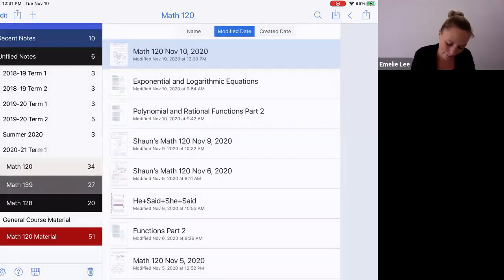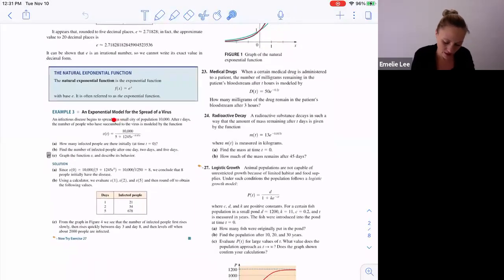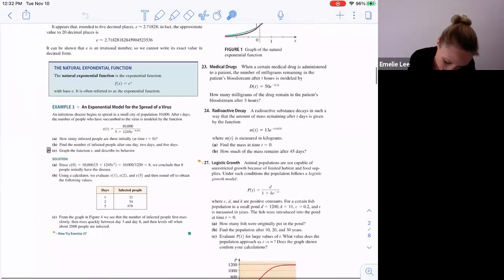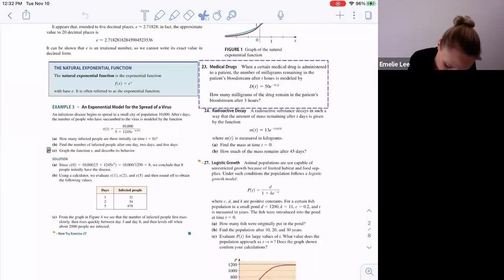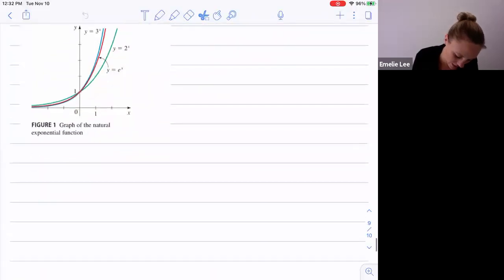So there's an example in here on an exponential model for the spread of a virus, and I'm going to zoom in here. Notice that e is in here, but because these solutions are in the notes, I'm going to leave those for you to walk through. And then what I want to do is I want to maybe talk about 23. And we'll go through 23 instead.